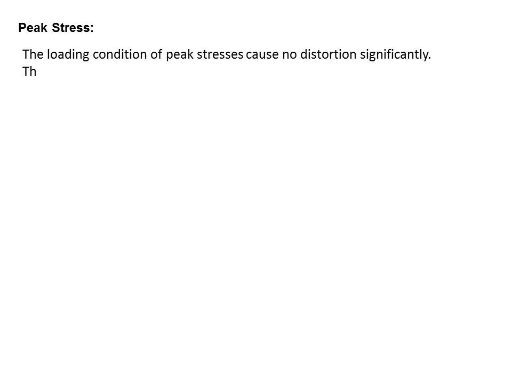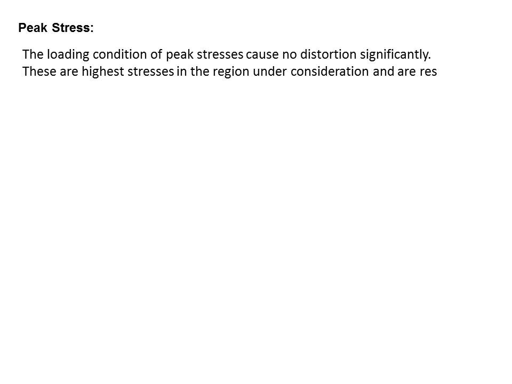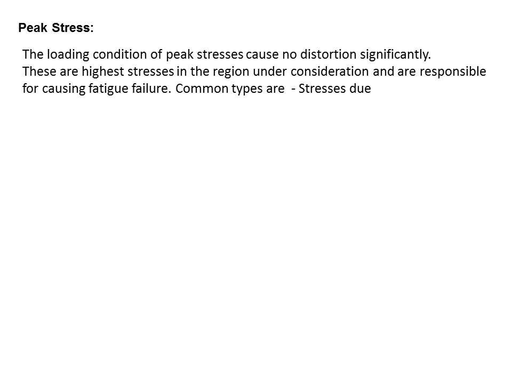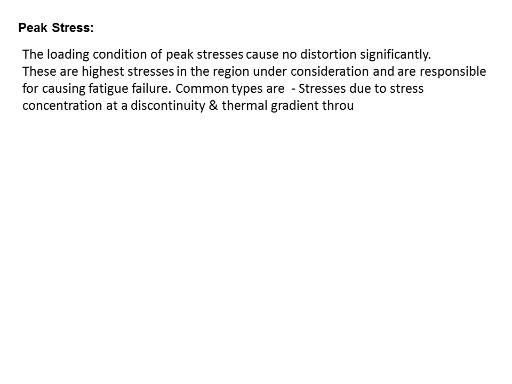Next we have the peak stress. The loading condition of the peak stress causes no significant distortion. These are the highest stress in a region under consideration and are responsible for causing fatigue failure. Common types are stresses due to the stress concentration at the discontinuity and the thermal gradient through a pipe wall. So these are basically the localized stresses present in the entire system, which are peak, and again they are cyclic in nature.